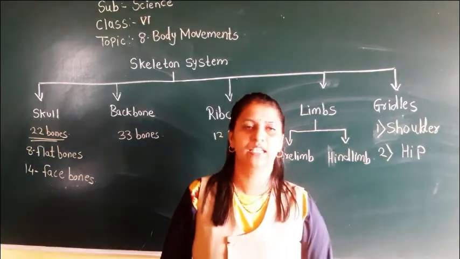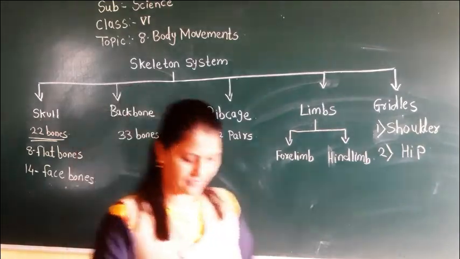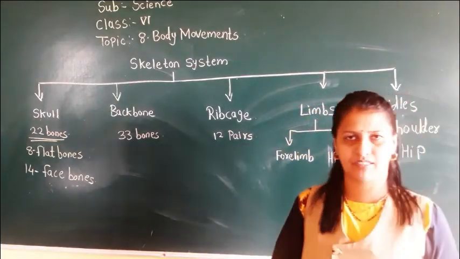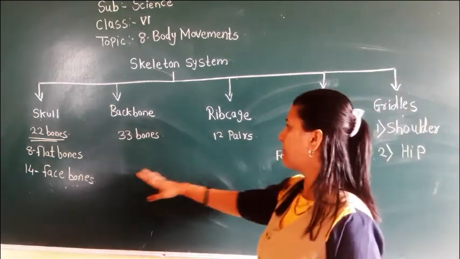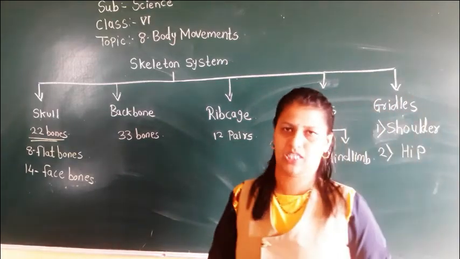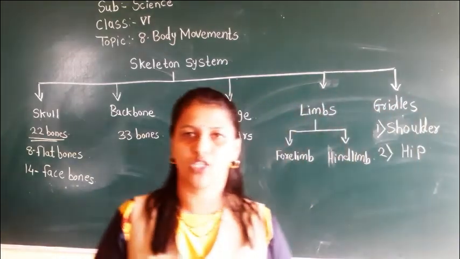Are you getting this? So I hope you have understood the parts of the skeletal system we have discussed, that is skull, backbone, rib cage, limbs and girdles. I hope that you have understood it.